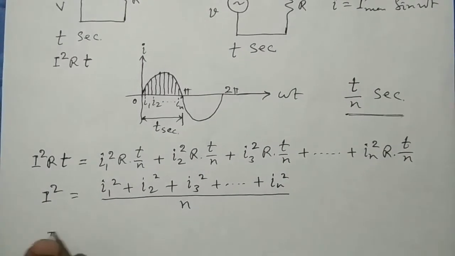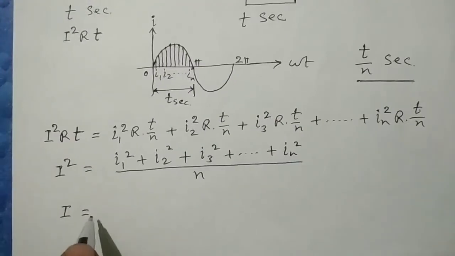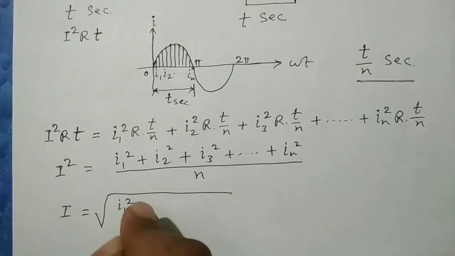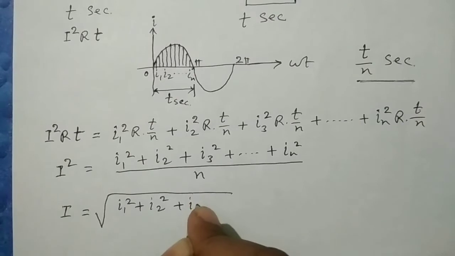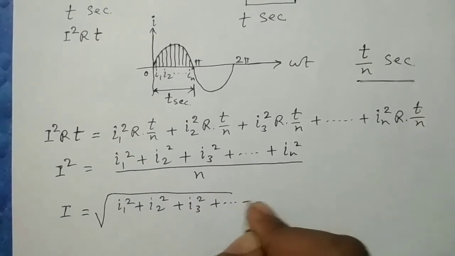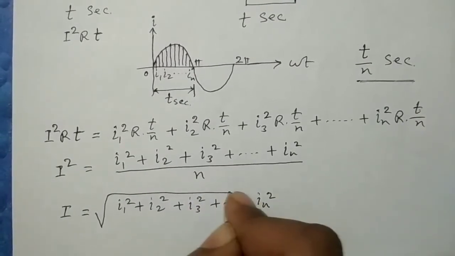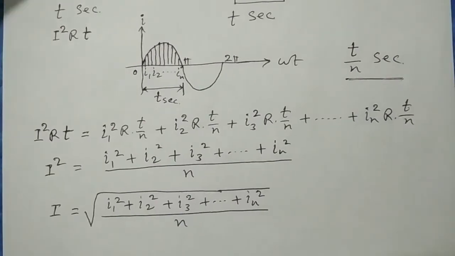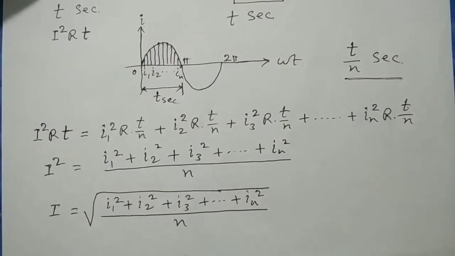So now the value of I can be written as square root of I1 square plus I2 square plus I3 square up to In square upon N. So the RMS value of an alternating quantity can be represented in this way.